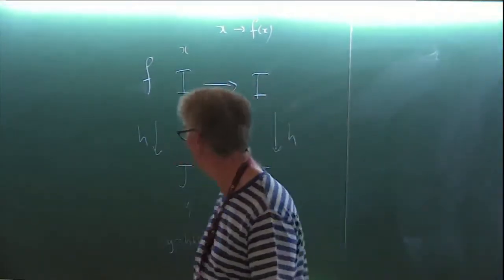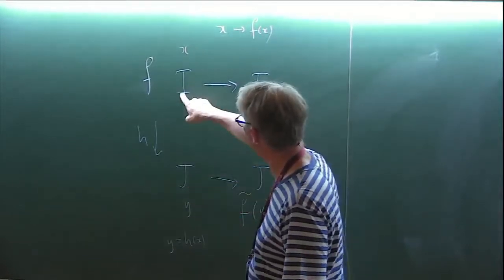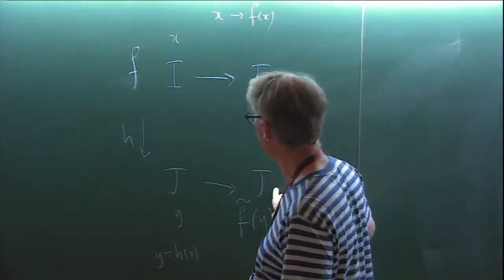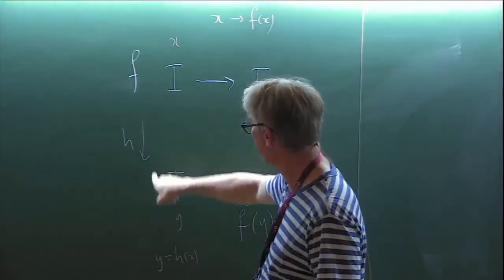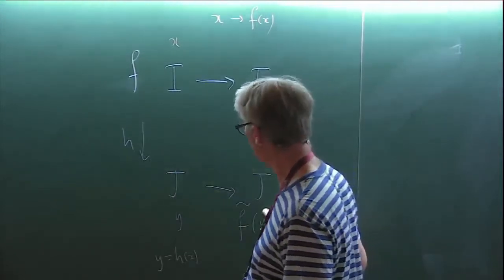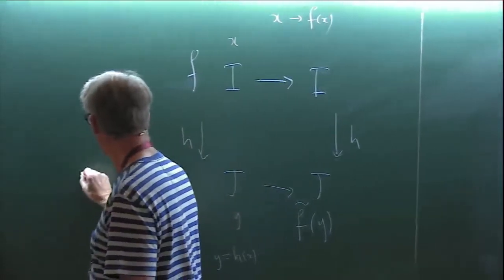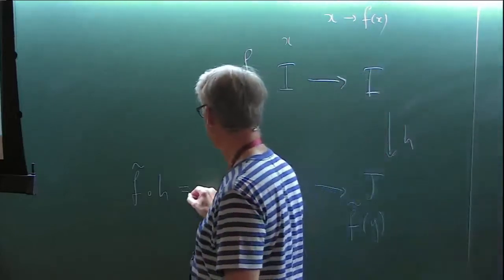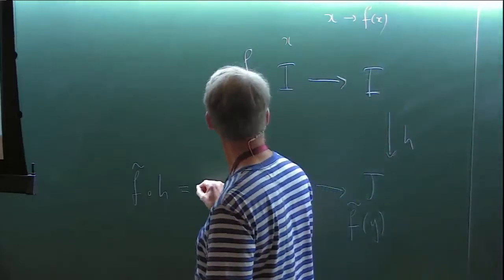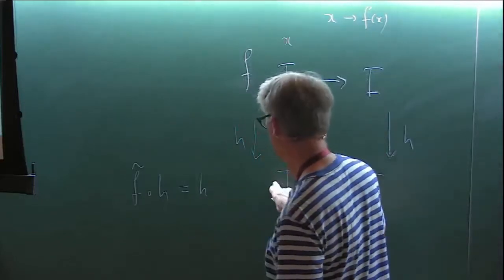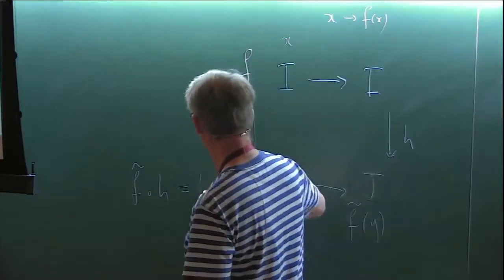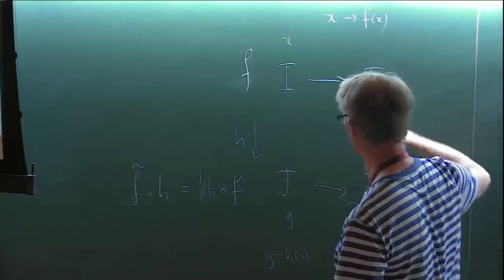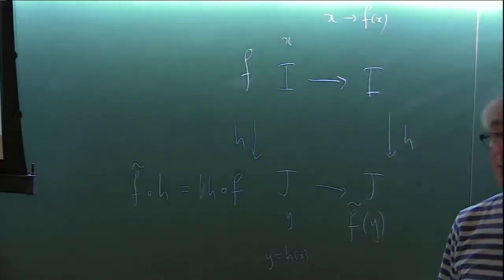Do the change of coordinate. And what you can see is, it means that if I start at x and do f, and then change coordinates, it's got to be the same as finding the change of coordinate y and going that way. So what we're saying is that if I do f tilde after h, so I do h first and then f tilde, then that's the same as doing f first and then h. So it's saying going down here and across here is the same as going across here and down here. That's what a change of coordinate does.